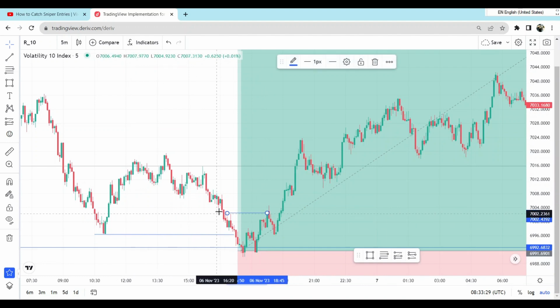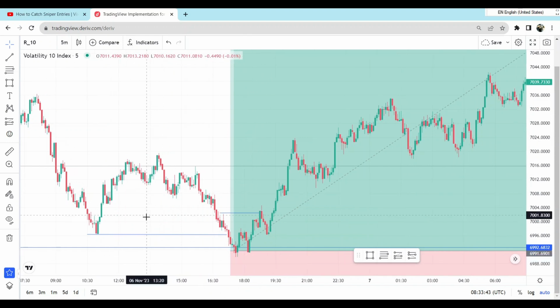So our break of structure there means that the market is still trending down. But now if we've broken the high that broke this low here, that means the market is changing direction, which means there's a shift in the market. This, guys, is otherwise known as the change of character.